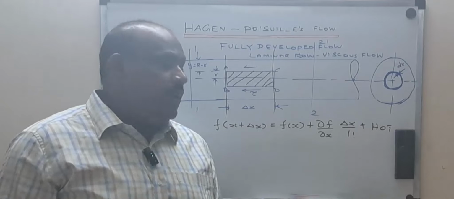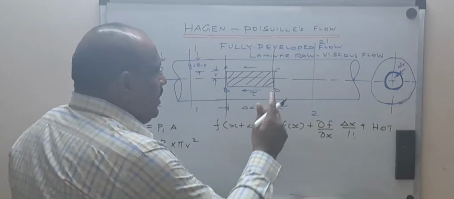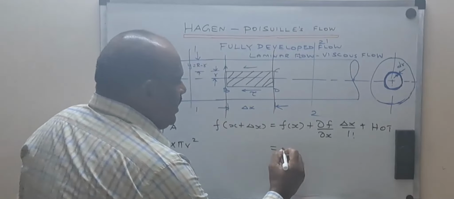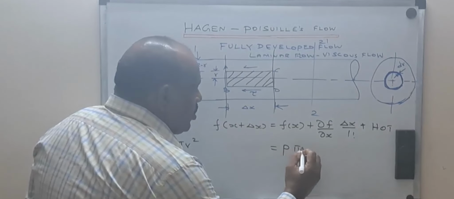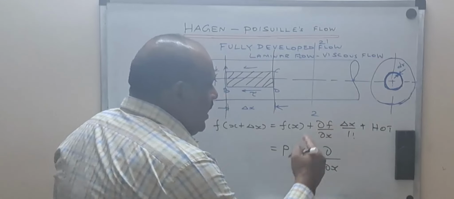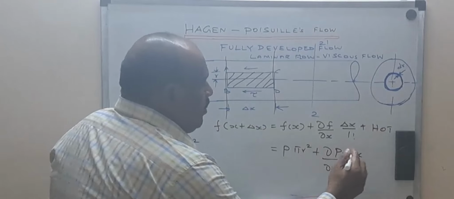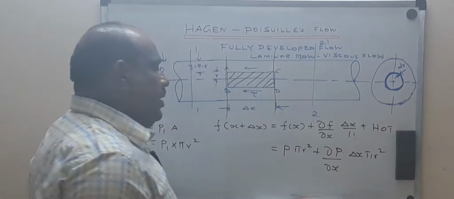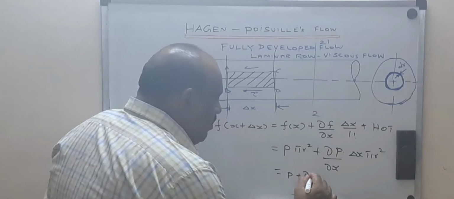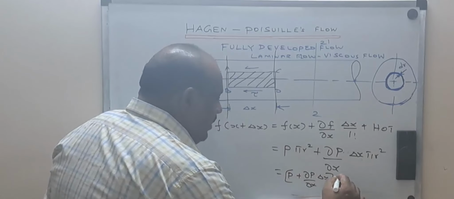Let us continue further. If I want to know the force at the plane CD, the pressure force at CD is given by the pressure force at AB, which is P into pi r squared, plus dou by dou x of, what is the function here? The pressure is the function, into delta x into pi r squared. So what is the common thing between these two terms? It is P plus dou P by dou x into delta x, of pi r squared.